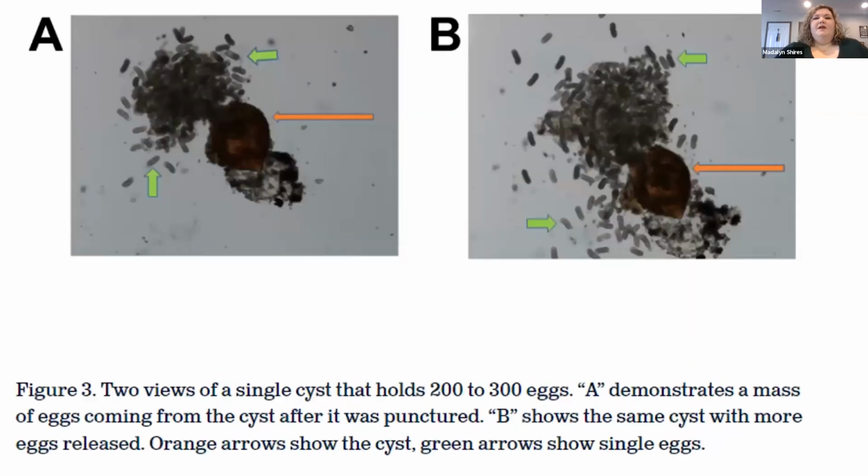Okay. Thanks for adding that, Connie. This slide here is just, we took a couple of those individual cysts off of those previous roots and actually popped them, and you can see the multitude of eggs that are coming out. Again, the arrows are indicating individual cysts or individual nematode eggs.